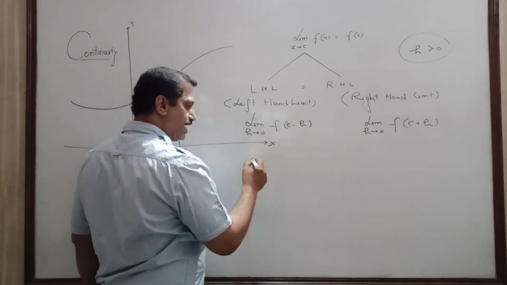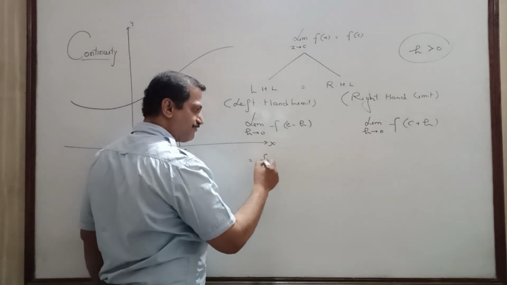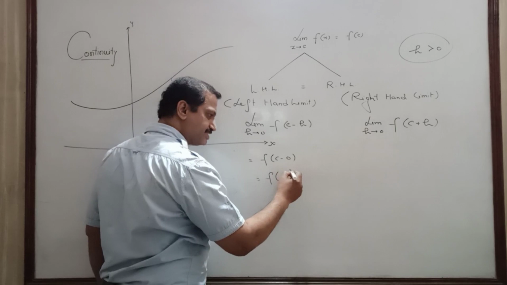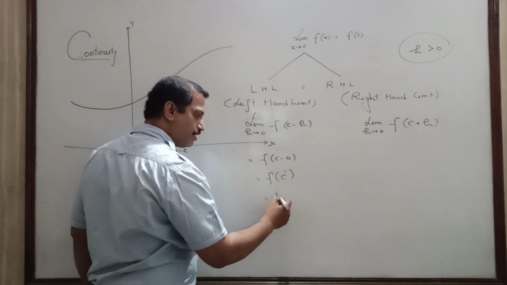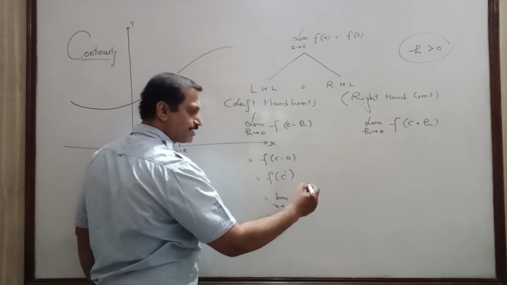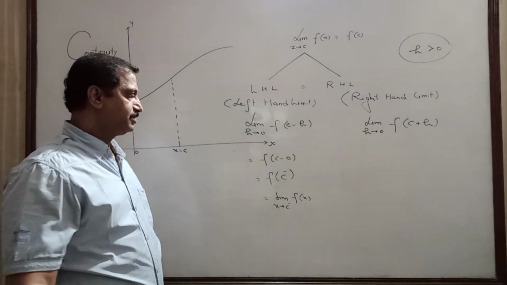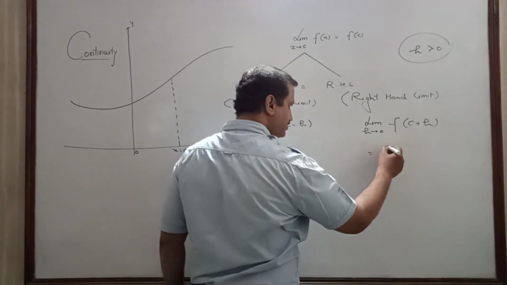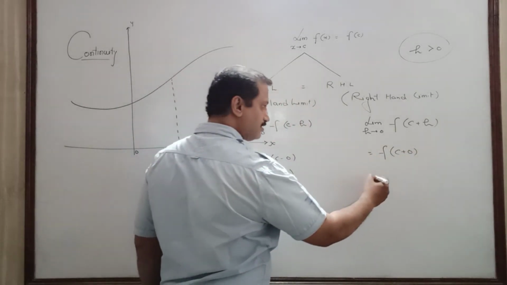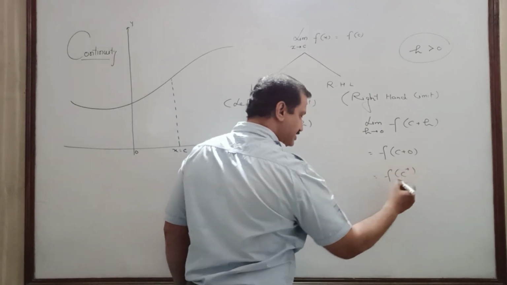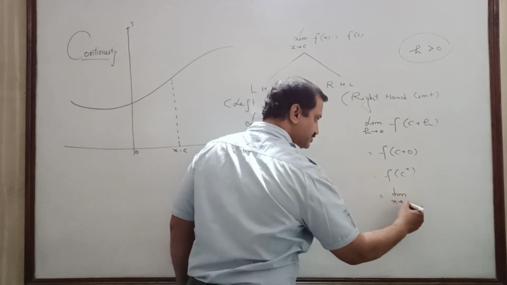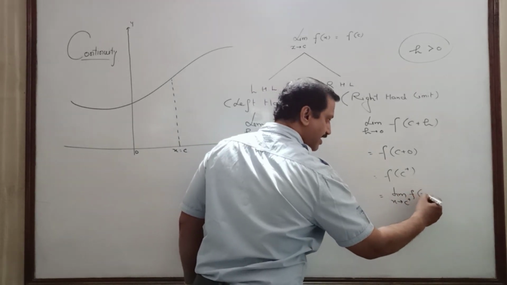Left hand limit can also be represented by f(c minus 0) or simply f(c minus), or limit x tending to c minus f(x). Similarly, right hand limit can be represented by f(c plus 0), f(c plus), or limit x tending to c plus f(x).